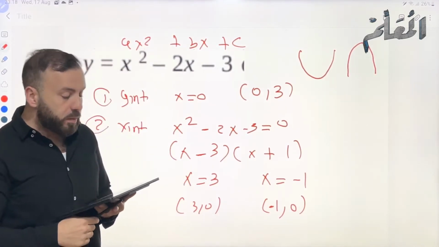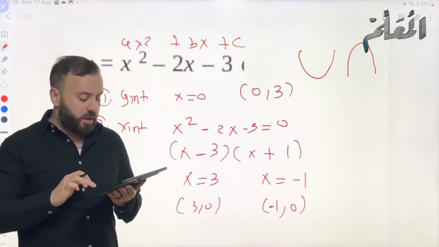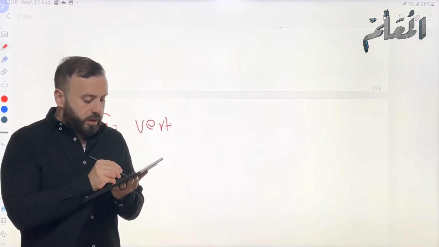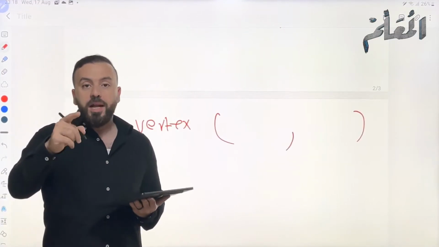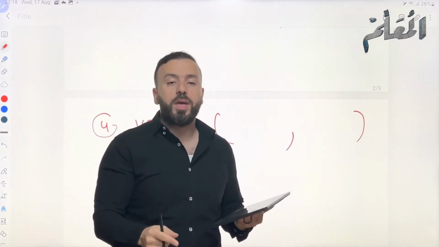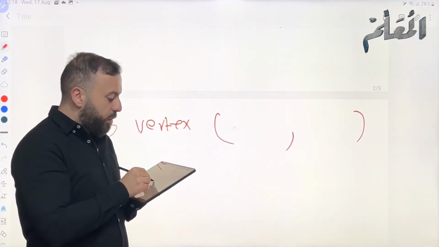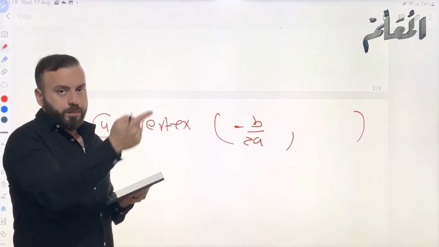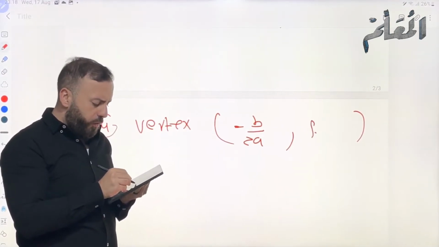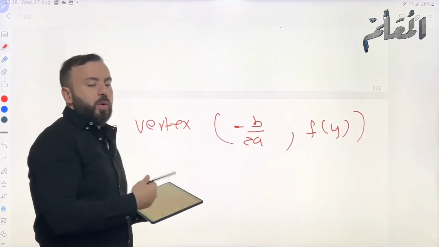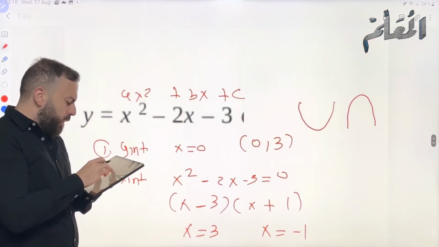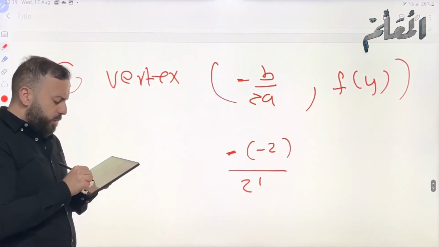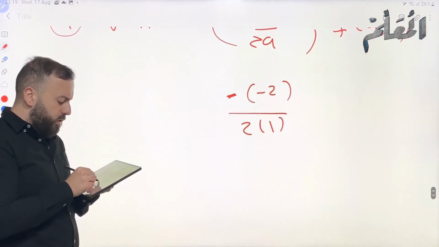Fourth point, I want the axis of symmetry and the vertex. So how do I calculate the vertex? There are two methods. Using a new Casio calculator, you can get the vertex directly, or there is another rule, which is minus b over 2a, and the y coordinate of the vertex is f of minus b over 2a. Let's check. Minus b over 2a, what's b here? Negative 2, so negative of negative 2 over 2 times 1, and the answer is going to be 1.